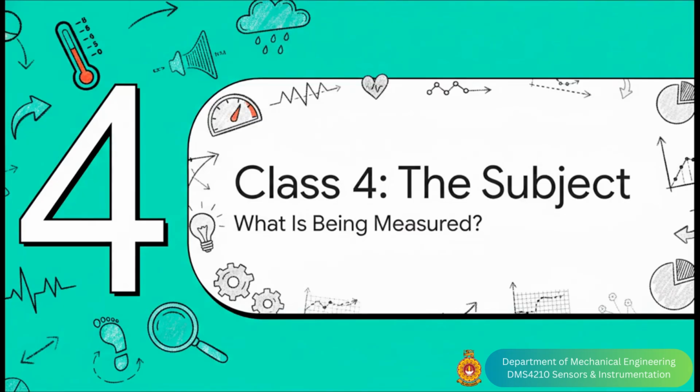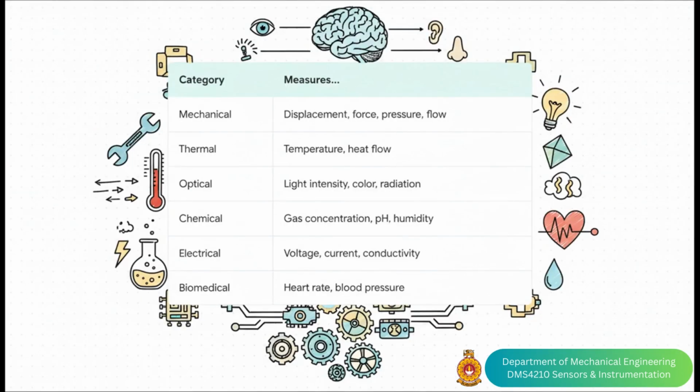And that brings us to our fourth and final classification, which is probably the one you're most familiar with, even if you didn't know it. We call it the subject. Or to put it simply, what is this sensor actually measuring? This category is basically a snapshot of all the incredible sensory powers we've managed to engineer. You've got mechanical sensors that measure force and pressure, thermal sensors for temperature, optical sensors for light, chemical sensors that can literally smell certain gases, all the way to biomedical sensors monitoring our heart rate. The range of what we can measure is just, wow, it's always expanding.